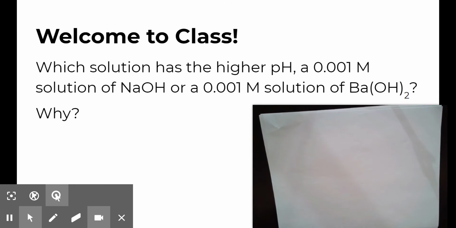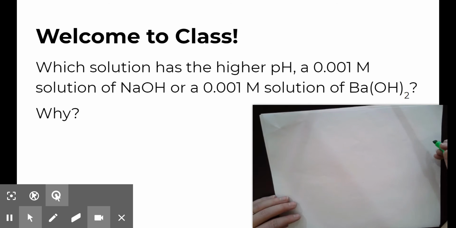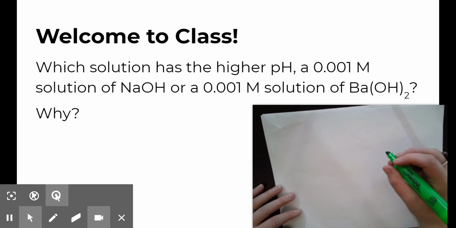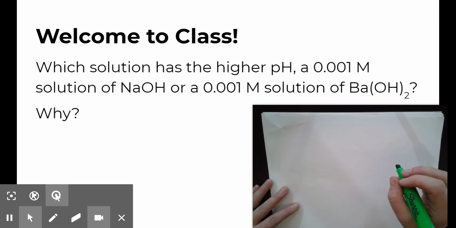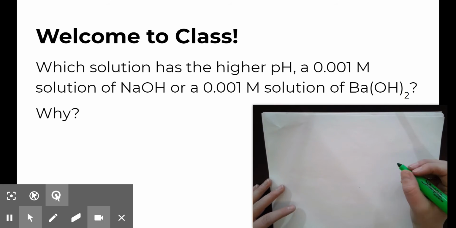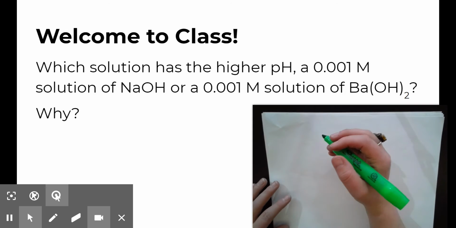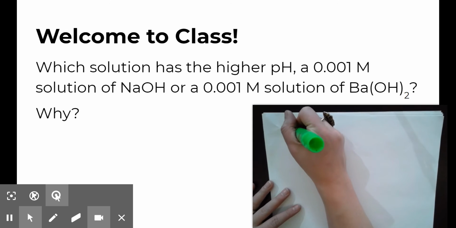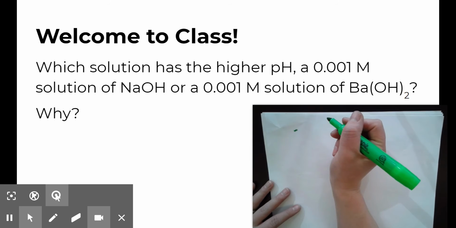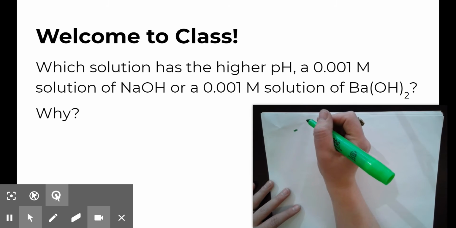So to start, which solution has the higher pH, a 0.001 molar solution of sodium hydroxide or a 0.001 molar solution of barium hydroxide? So think about it, make your choice. Okay, and also think about why. So when I think about these problems, first of all, we need to get good at this. Are these strong bases or weak bases?